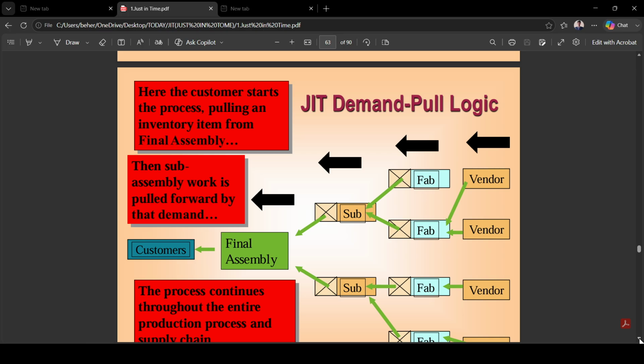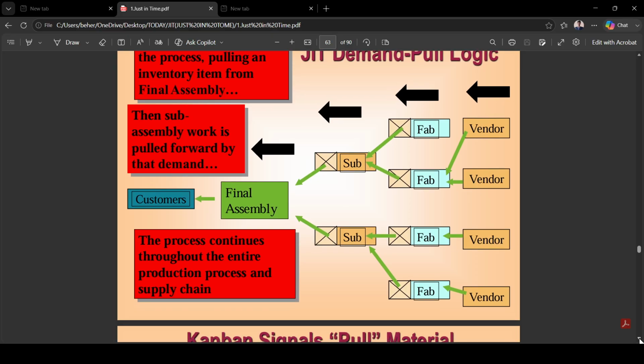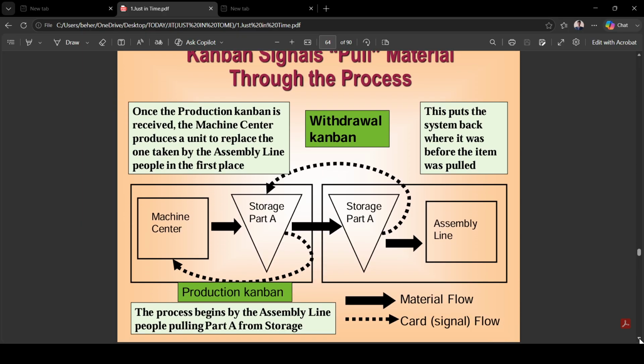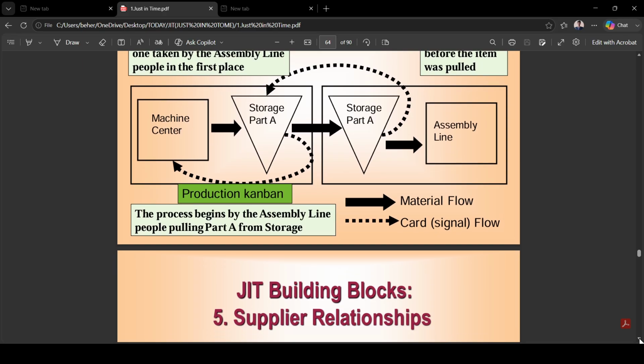JIT demand pull logic. Here the customer starts the process by pulling an inventory item, then subassembly work puts forward that demand. Then a Kanban signal pulls material to the process. Once the production Kanban is received, the machine center produces a unit to replace the one taken by the assembly line people in the first place. This puts the system back where it was before the item was pulled. The process begins with the assembly line people pulling product from storage, and material from packaging.